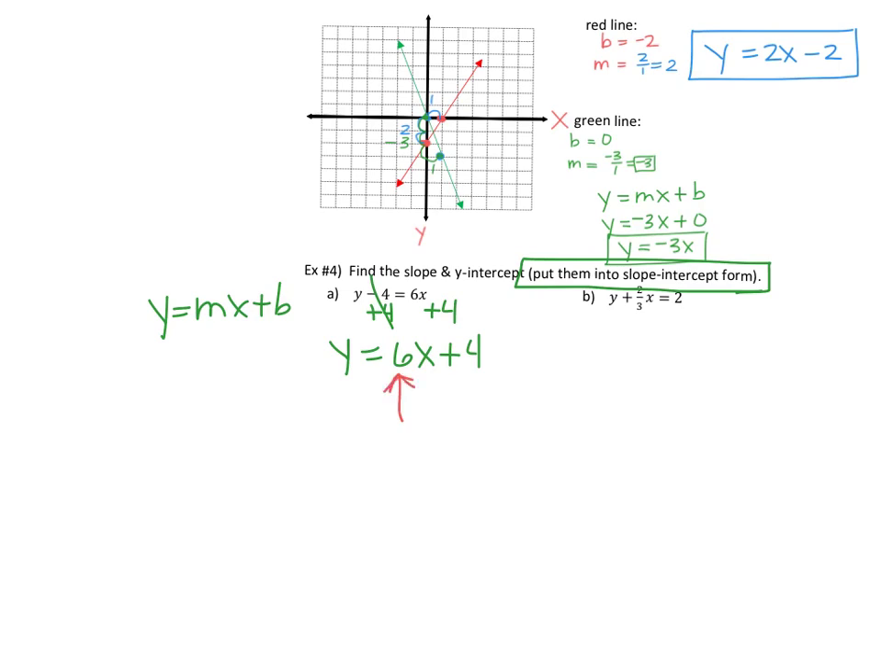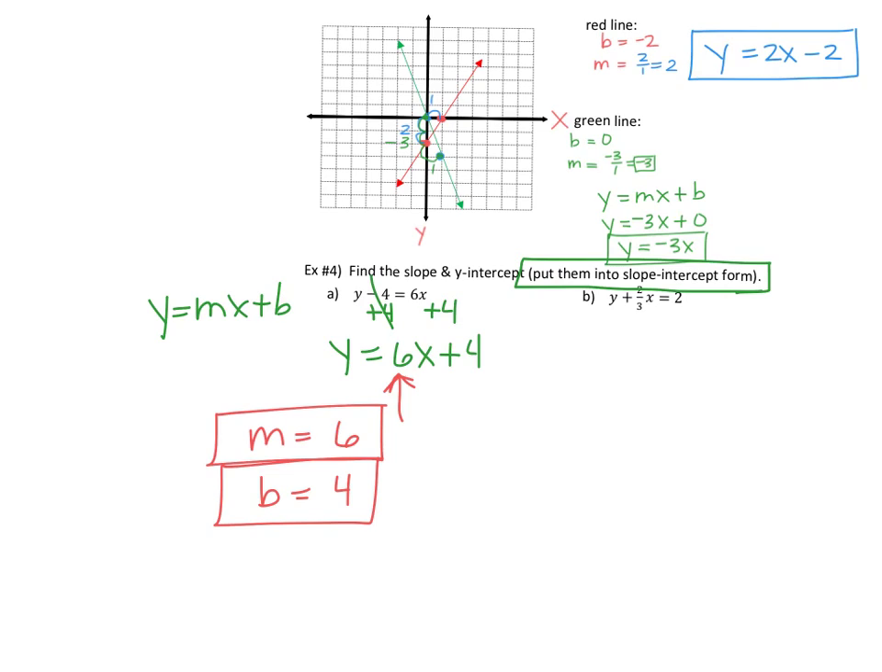So your 6 here is what number? That's your slope, okay? So your slope is 6, which is one of the things they ask you for. What's your y-intercept? 4. Okay, and that's what they want. We just solved for y. You just want to get y by itself and move things away from y, and then you'll see what your 6 and your 4, what your slope and your y-intercept are.